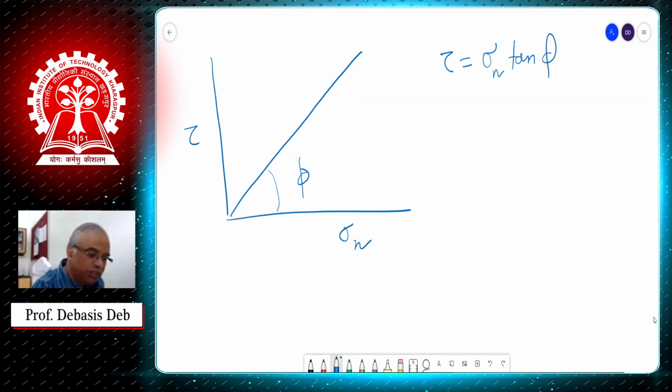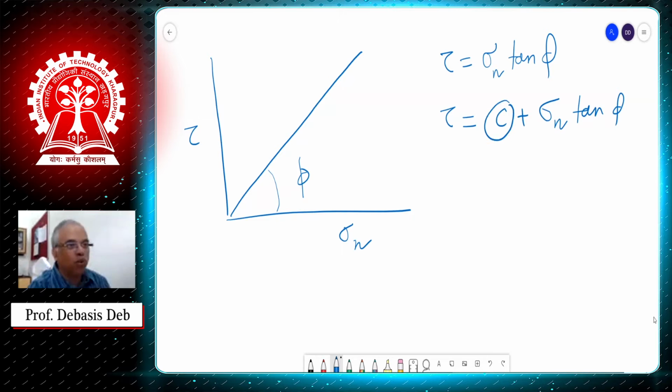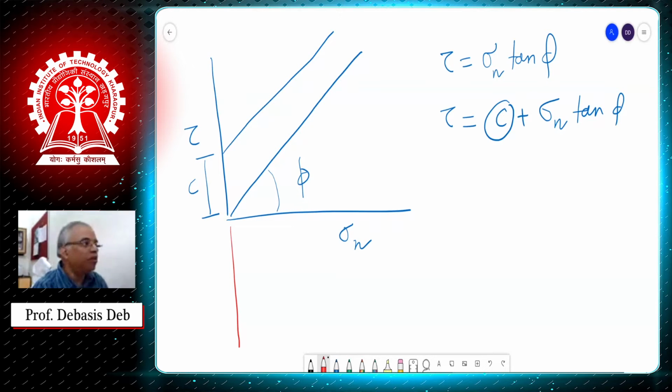And another was shifted: tau equals C plus sigma n tan phi. So this, I told you, is the cohesion, this is the friction angle phi, and this line is a little bit shifted, and this is C. That means an intercept is there. Now mind that this also has the negative side, because tau can be positive and negative. So this can also be like this, and this can be C or minus C, whichever you consider.